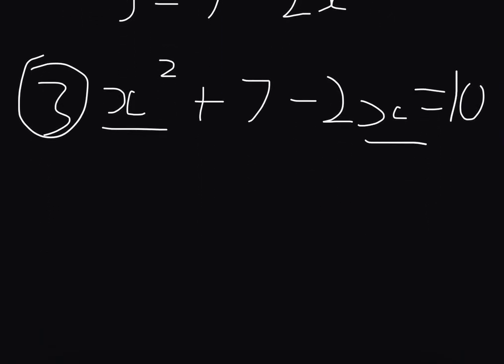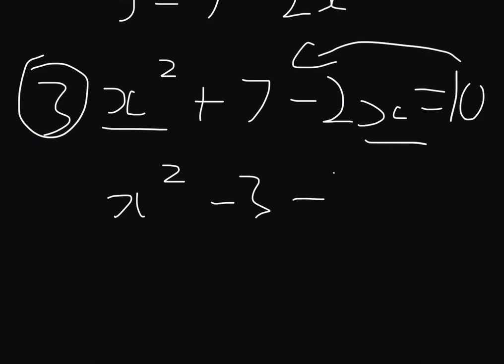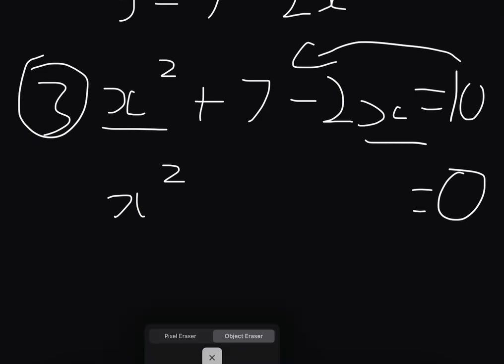Here we can simplify this equation. We move the 10 over, and we get x squared minus 2x minus 3 equals 0. We rearranged this to make the powers correct.